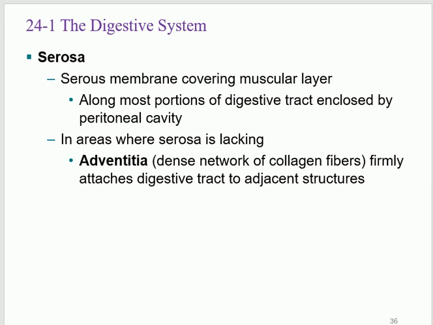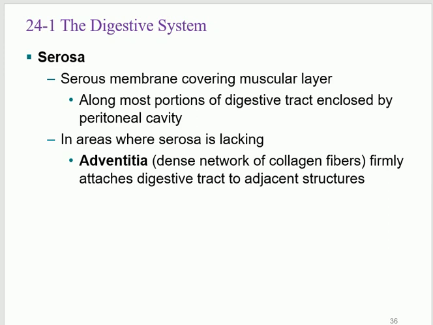Serosa and adventitia are basically the same thing. The only difference is serosa is the outermost layer for the part of the digestive tract that's enclosed with the peritoneal membrane. Other parts, we call it adventitia. This is the only difference. It's just which part are we talking about? Is it different? No, it's not different.